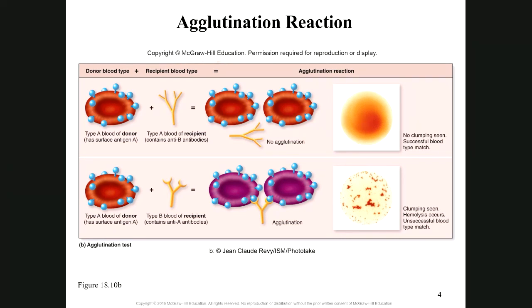This is an unsuccessful blood match, and as I mentioned earlier, can cause hemolysis, block blood vessels, prevent normal circulation, and it can cause organ damage as well. That's why it's so important to make sure that those giving blood and those receiving blood are the same blood type, or that they are compatible.